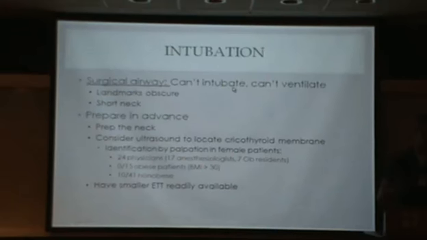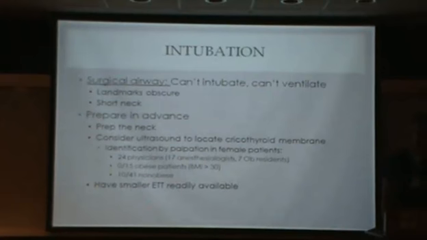And then at the end of the airway algorithm, when nothing else is working, you can't intubate, you can't ventilate, then you move on to a surgical airway. We all learn how to do this on mannequins or cadavers. Unfortunately, the patients that we often will need to do this on is a crashing patient who has very poor anatomy and not very easy access. Obese patients have obscured landmarks and short necks, and so if you're concerned enough, you can prepare the neck in advance. You can consider ultrasound to help locate the cricothyroid membrane.